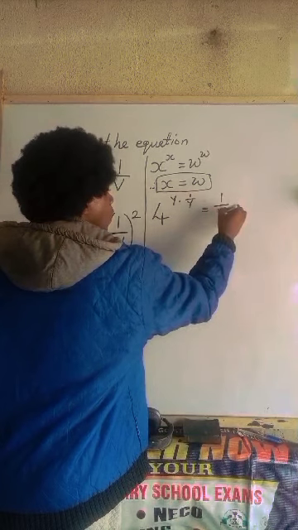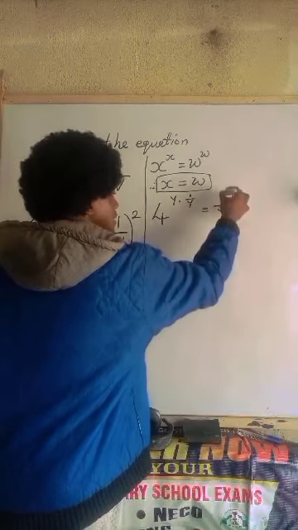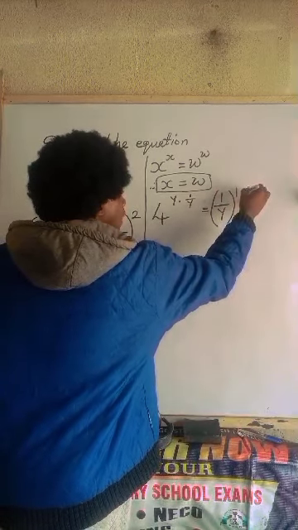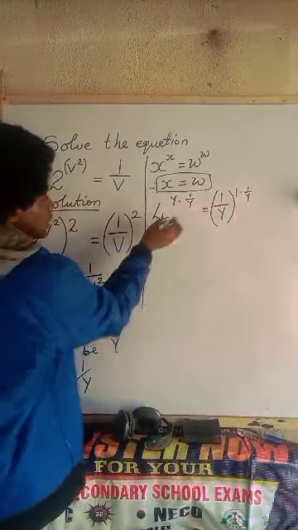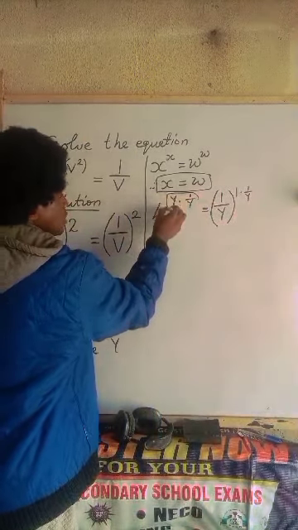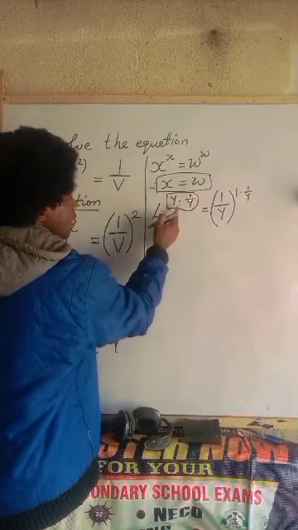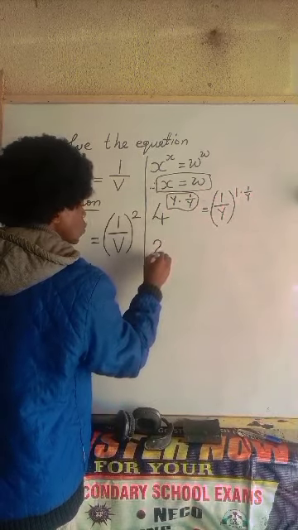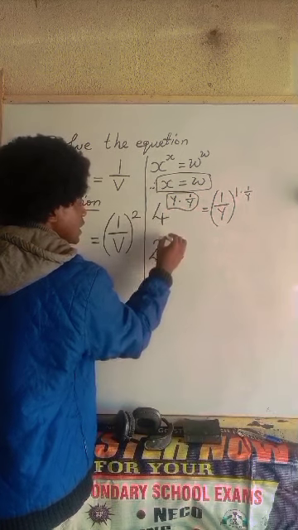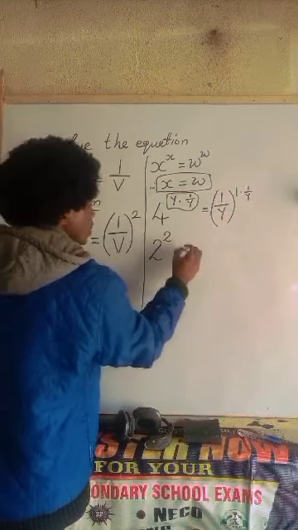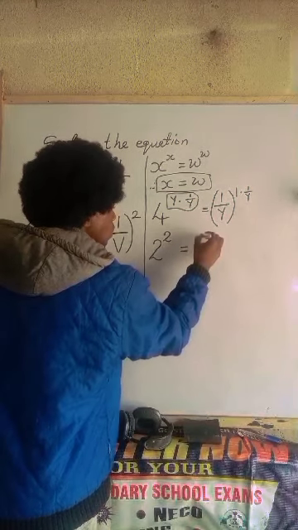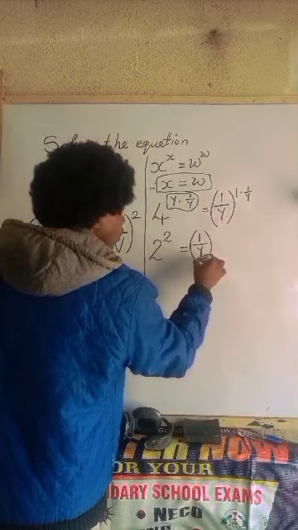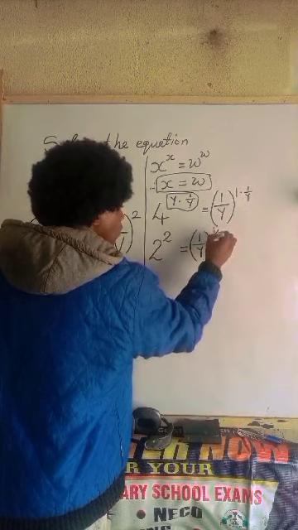1 over y. Note that the exponent of this is 1 multiplied by 1 over y. By so doing, this will be eliminated, because y over 1 multiplied by 1 over y will give us 1. So what we have here now is 2 power 2. This 4 that we have here is the same thing as 2 power 2, is equal to (1/y)^(1/y).